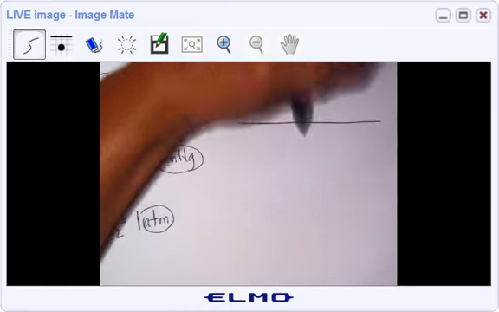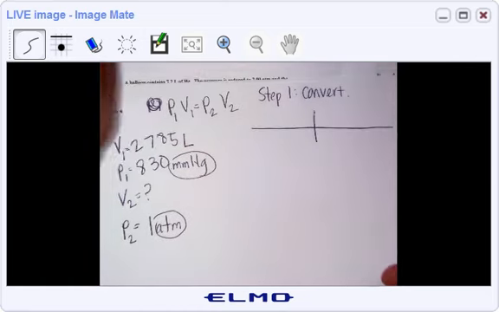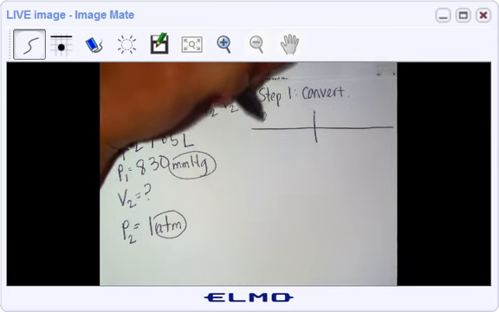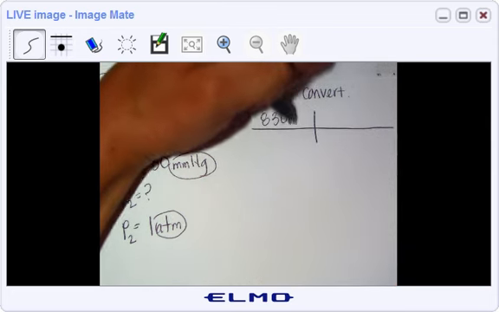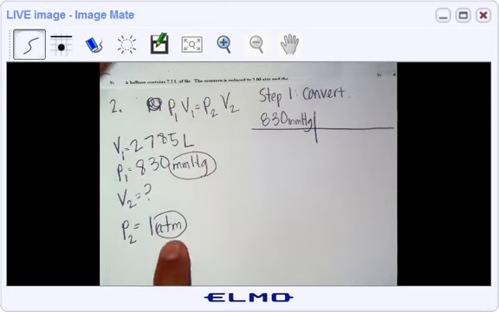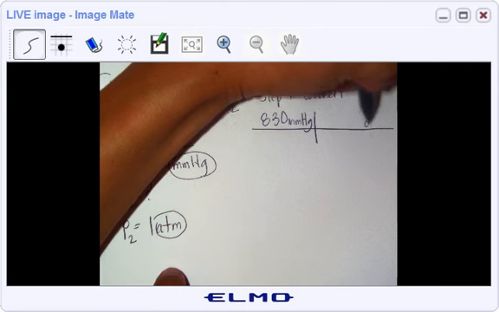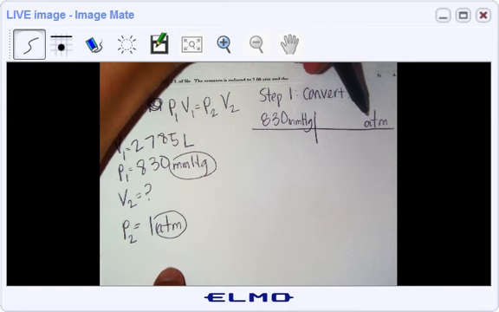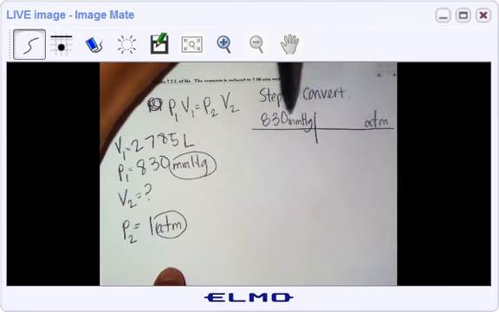Make your T-chart. Can anyone tell me what number is going to go over here? What number were we given? 830. And what are we looking for? An ATM. So at the very least, you should be able to set this up like this. We know what we want. It goes in the top right box. Whatever we're given, we start off with.